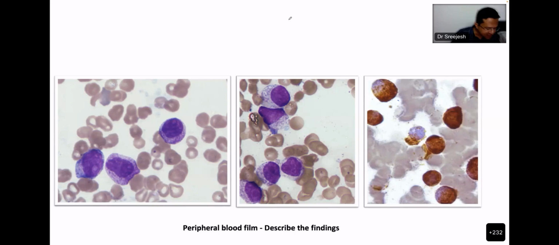Sanoba, can you describe the morphology of this? This is the peripheral film of this patient. Can you describe the morphology? Yes, sir. These are large cells with a large irregular nucleus, having nucleoli and granular basophilic cytoplasm. Okay, it's a little irregular. How is it placed? It's placed eccentrically. So it's a large cell with an eccentrically placed nucleus.